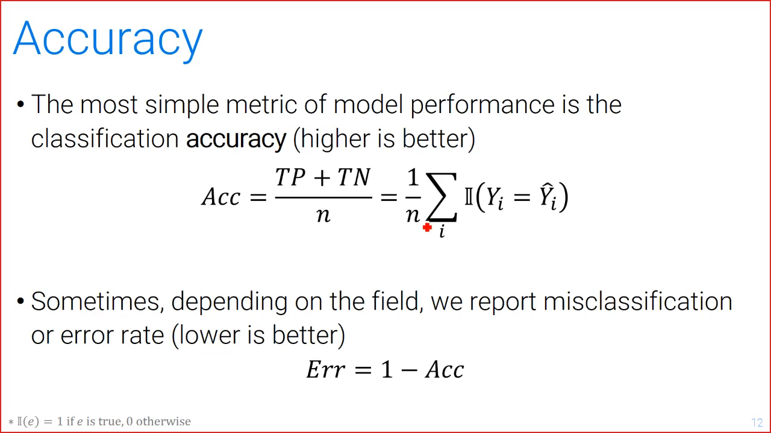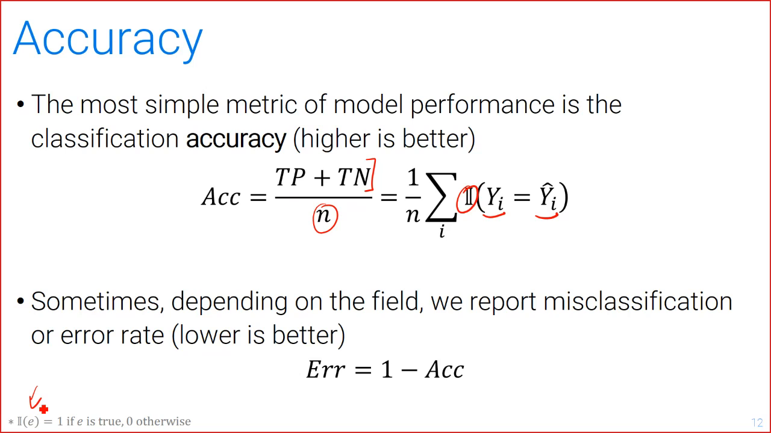And so the simplest way of assessing how well a model performs is what we call classification accuracy. And the classification accuracy looks at how many true positives we have and how many true negatives. So this is how often the model is correct, divided by the total number of observations in the dataset. So in a formula, it's essentially the fraction of observations in which the true label is the same as the predicted label. And this I is what we call an indicator function.